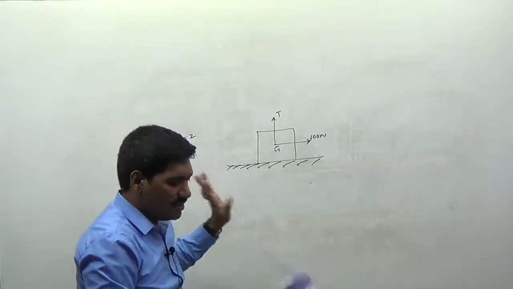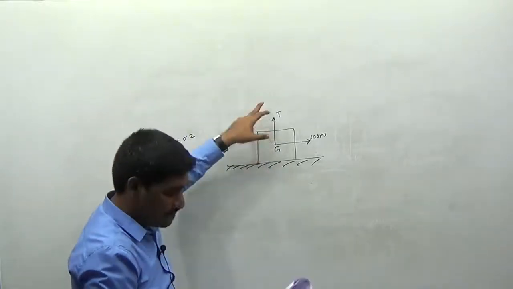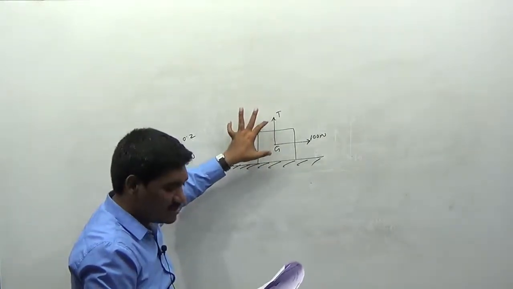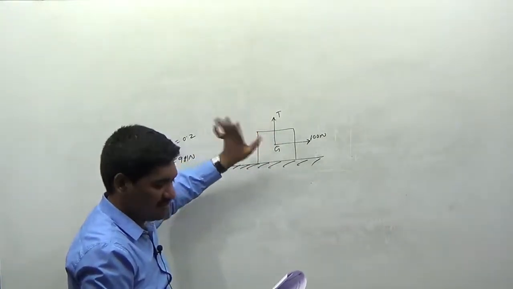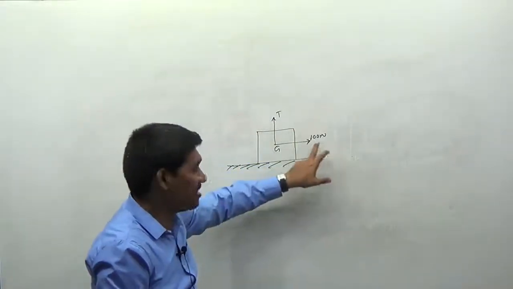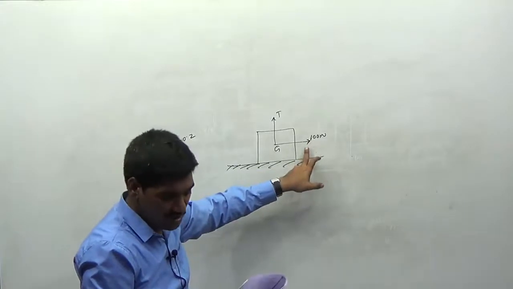A vertical cable is attached to the block. This is the block, and the cable provides partial support as shown in the figure. A man can pull horizontally with a force of 100 newtons. The man is applying a force of 100 newtons here.